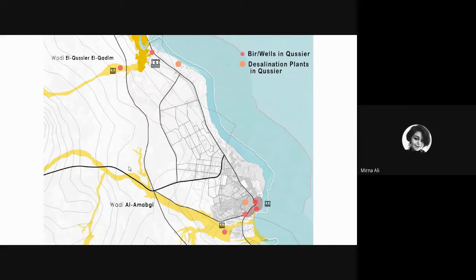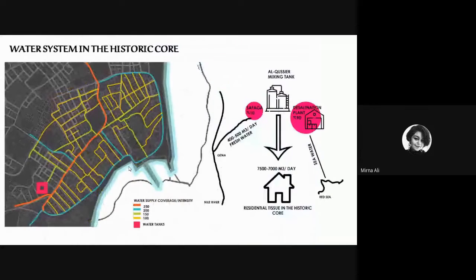So those are the locations, the red ones for the wells, and the other ones for the desalination plants, the main desalination plant of the city, and the other one for the resort that we have too. Next, please. So by this map, we are trying to map the water system in Qussair in terms of proposing our tour or our narrative between Qussair Qadim and the new Qussair.